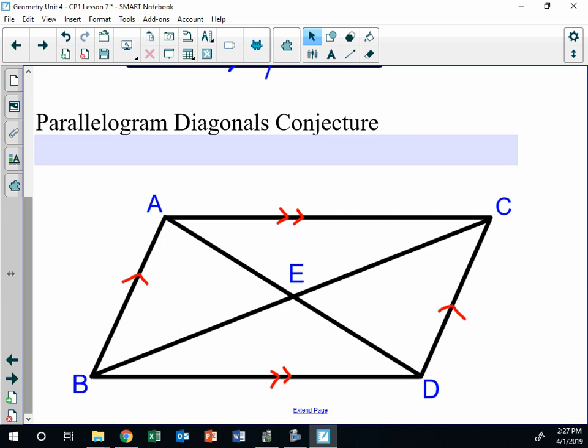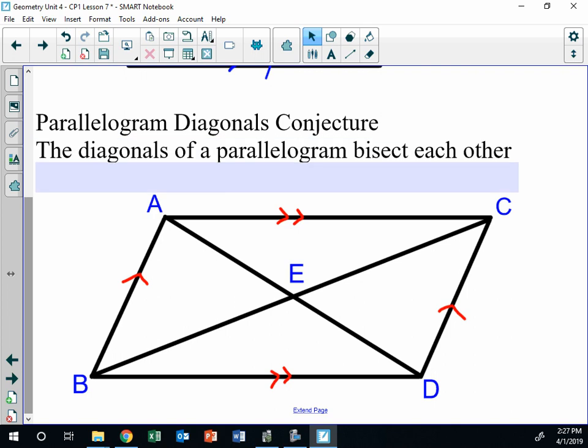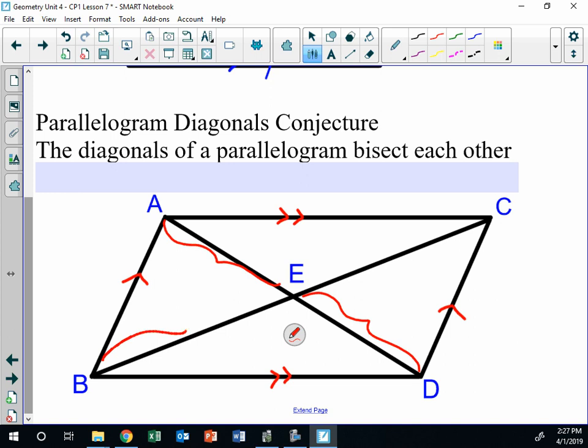And then our next conjecture is the parallelogram diagonals conjecture. The diagonals of a parallelogram bisect each other. And remember what it means to bisect. We're cutting it in half. So AE is equal in length to ED. Those two measurements are equal, or congruent. The same with BE is congruent to EC.